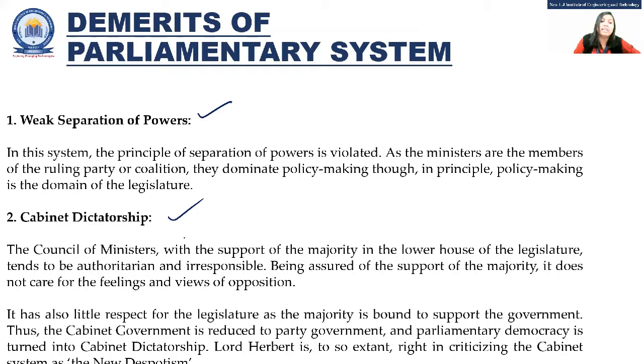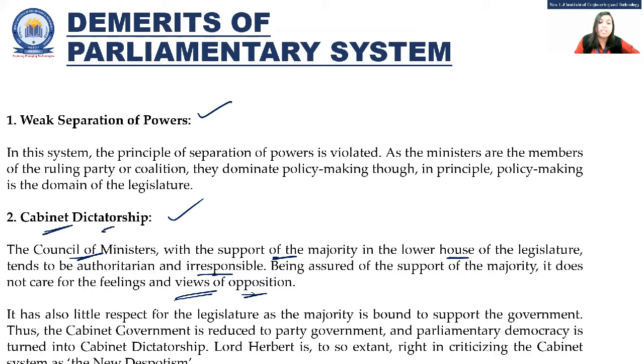The second one is cabinet dictatorship. Here, the Council of Ministers, with the support of the majority in the lower house of the legislature, are sometimes quite irresponsible because they know they are in the majority and don't need to worry. So at that time, what happens? Sometimes a lot of conflicts arise and the views of the opposition can be changed. That's when cabinet dictatorship follows.